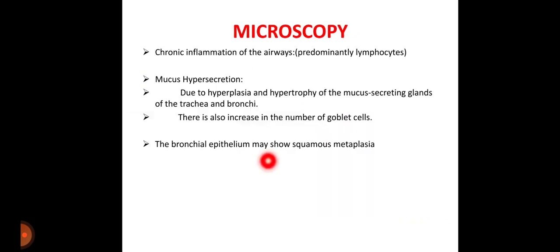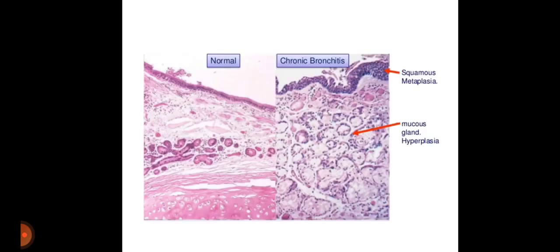In this slide, we are discussing the microscopic features of chronic bronchitis. This picture shows the difference between normal and abnormal. Normally, the respiratory epithelium is lined by ciliated columnar epithelium. But due to this irritation, there is transition of the ciliated columnar epithelium to squamous metaplasia, mucus gland hyperplasia, and also chronic inflammation of the airways.